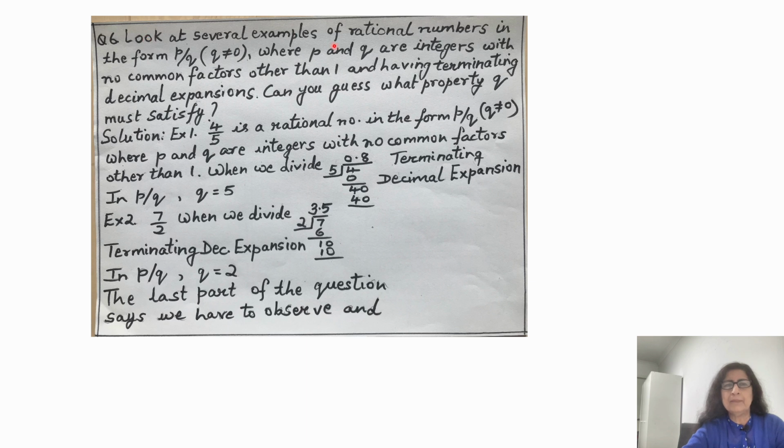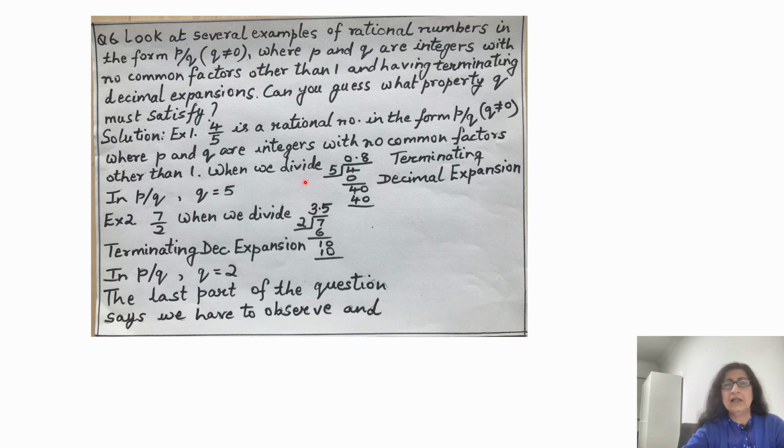We move on to question number 6. Look at several examples of rational numbers in the form p by q, where q is not equal to 0, where p and q are integers with no common factors other than 1 and having terminating decimal expansions. Can you guess what property q must satisfy? We take example 1. 4 upon 5 is a rational number in the form p by q, where q is not equal to 0 and where p and q are integers with no common factors other than 1.